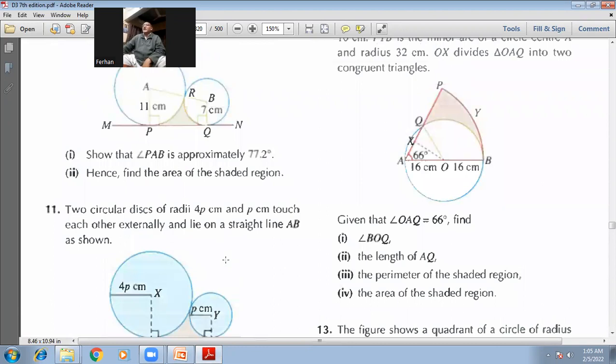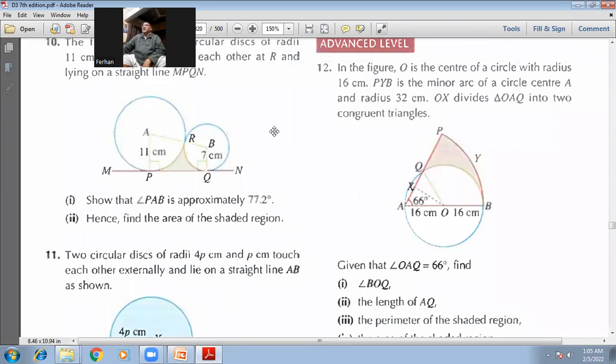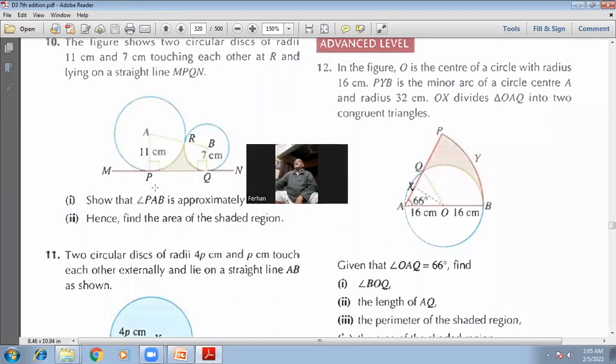Okay, so now we have question number 12 coming up on your screen. He says, in the figure, O is the center of a circle with radius 16 centimeter. PYB is the minor arc of a circle with center A and radius 32 centimeter. OX divides the triangle OAQ into two congruent triangles. So this OX is basically dividing this triangle OAQ into two equal triangles.